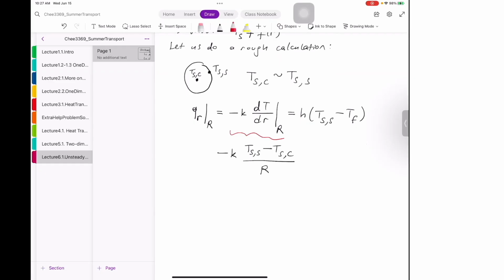Imagine your temperature profile is something like this, right? And I'm just assuming that the slope here is approximately in the same order of magnitude as the slope of this thing, and the slope of that thing is basically the delta T divided by the delta R. So I can say that this is roughly approximately equal to h times Ts,S minus Tf. Okay.